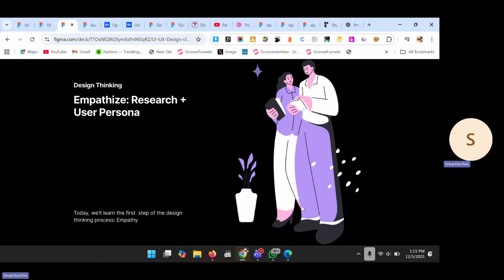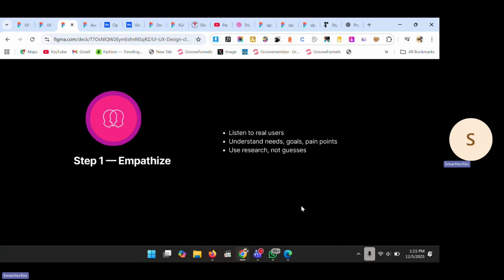Empathy means to research, then to create a user persona. I think we talked something about user persona in our last class, but we're going to learn the first step of the design thinking process, which is empathy. What is empathy? Empathy means you listen to real users, the people who are having the problems. You ask them questions and you listen attentively to understand them. Then you'll be able to understand their needs, their goals, and their pain points.